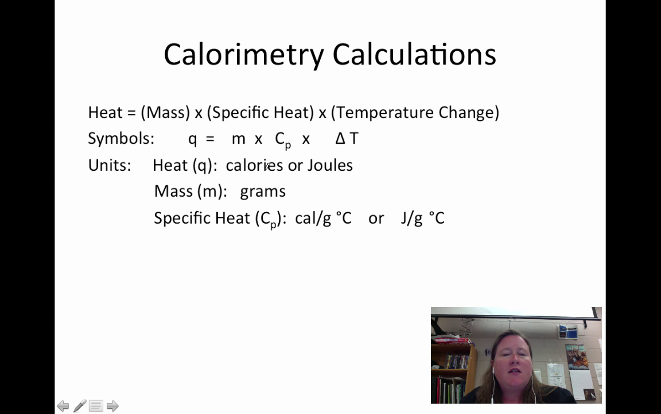The unit for mass is grams, and specific heat is a number that is unique to every single substance. Each substance has its own unique specific heat. The units are calories per gram per degree Celsius or joules per gram per degree Celsius, and it all depends on what sort of unit of heat you're using, if it's calories or joules.